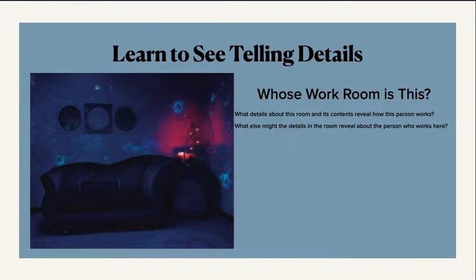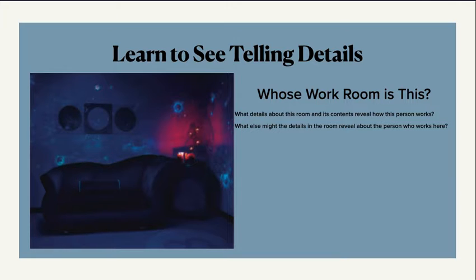Now, Unit 1 starts us off with telling details, and one of the examples, our very first assignment, looks like this. It's not even using a text, it's using a picture, and we'll look at that picture and we'll try to become detectives to answer these questions. What details about this room and its contents reveal how this person works? What else might the details in the room reveal about the person who works here?